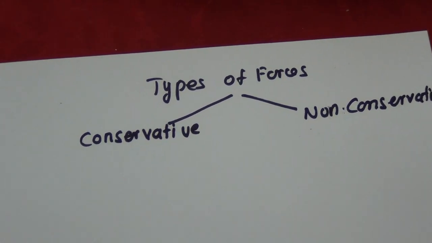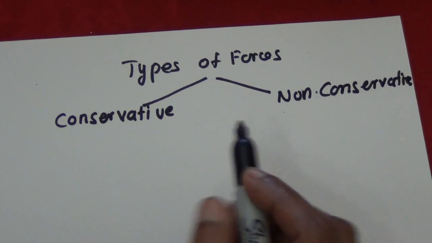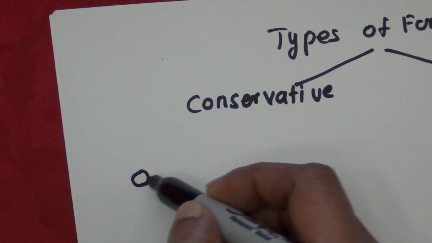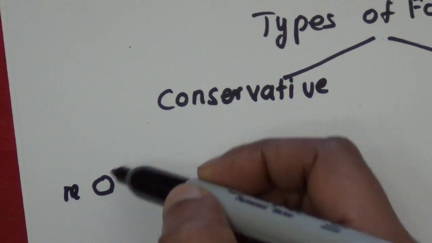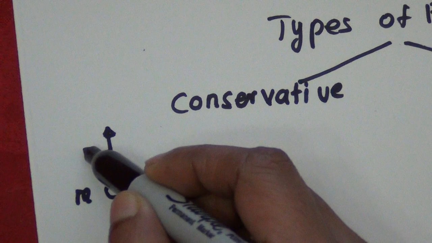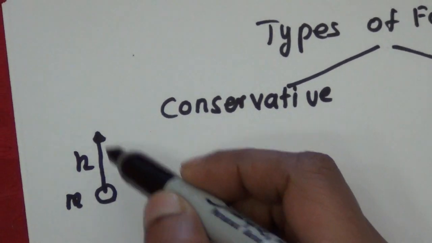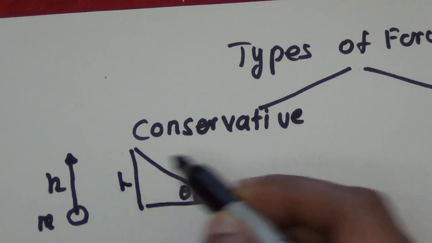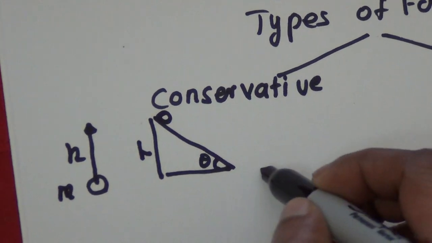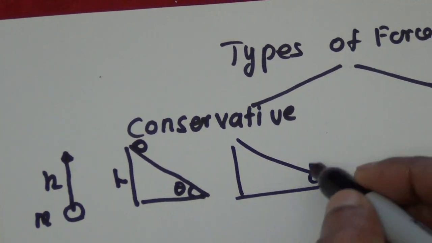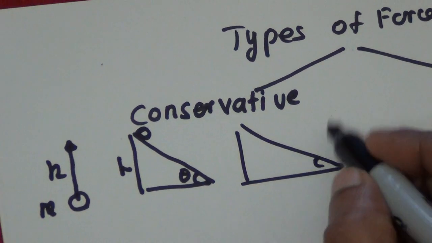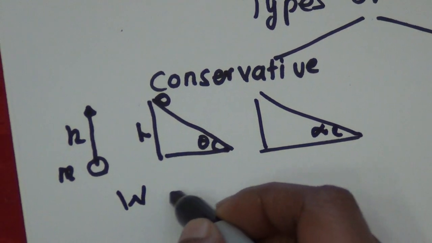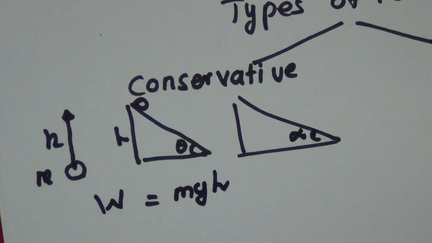Okay, so hope you remember that we did an example that there are three persons and one of them is lifting an object with mass M through a distance H. He lifted vertically upward. The other one used a ramp with some angle, right? And the third one used a ramp whose slope is lower than the other one. So we found that the work done by all these three persons is the same, which is mgh.